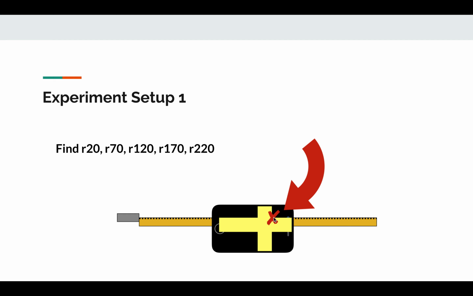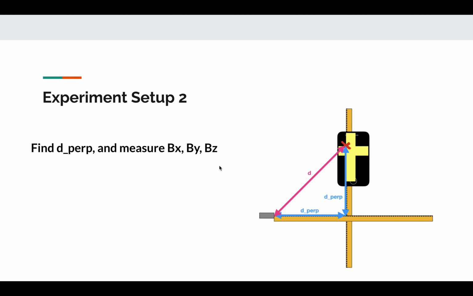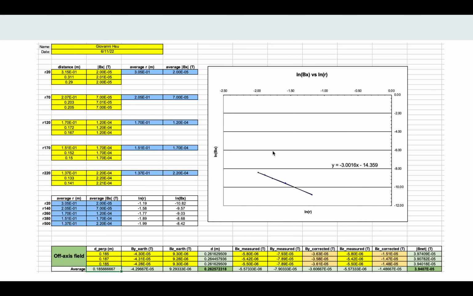First, I found the chip location for the magnetic sensor, and then I found the distance where the magnetic field is 20 mu teslas. I did it for 5 different distances. The setup for the second is I found the distance d-perp where the magnetic field is 100 mu teslas, and then I put it at a 45 degree, and I found the magnitude of the magnetic field at that location.